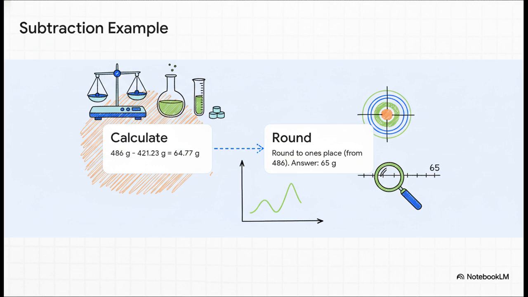Say you subtract 421.23 grams from 486 grams. Your calculator's going to spit out 64.77. But wait, you've got to look back at your starting numbers. That 486 has no decimal places. Its uncertainty is in the ones place. That means you have to round your answer to that same level of uncertainty. So the correct and more honest answer is 65 grams.